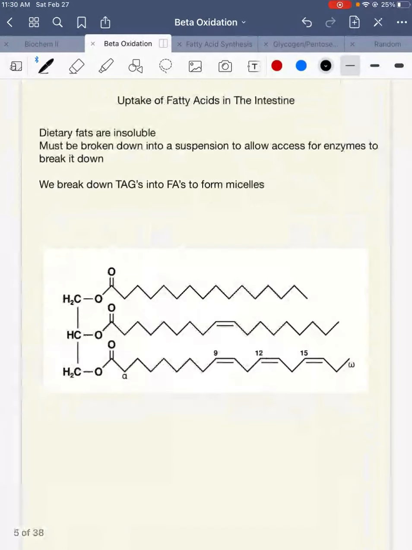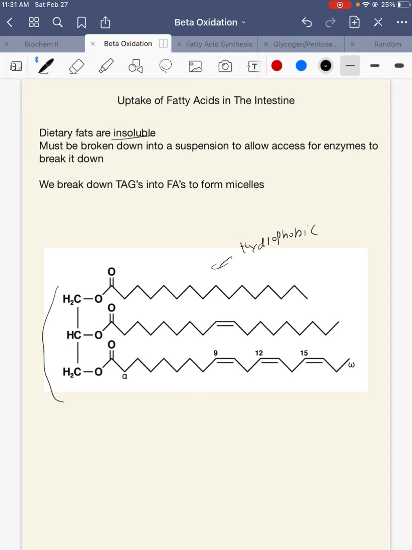Let's talk about uptake, okay? So this is a fatty acid molecule, like I mentioned. They're very insoluble, right? So we have this hydrophobic tail that makes them insoluble in water. Remember, like dissolves like, so something that's polar will dissolve in water because water is polar. Because fatty acids are non-polar, they're hydrophobic, they're insoluble. So the body needs a way for the intestines to be able to take the fatty acids into its cells.